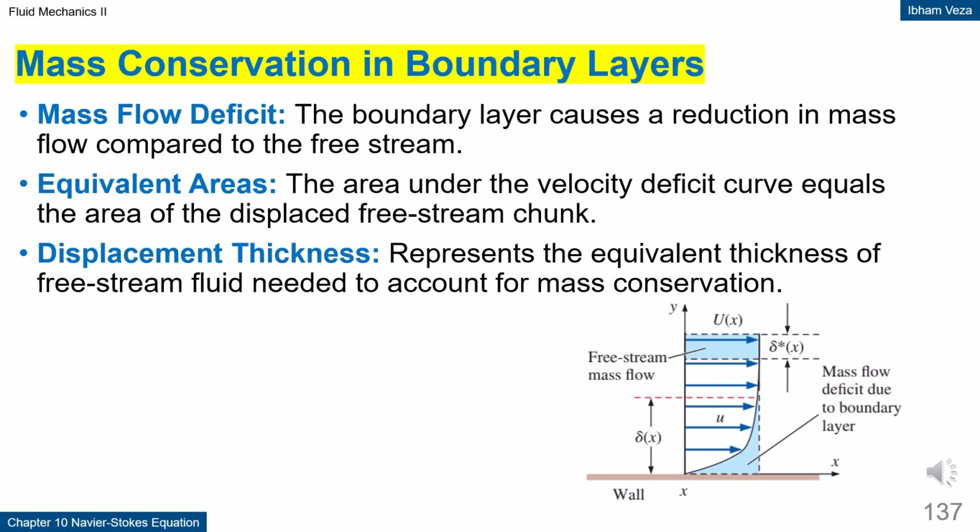Mass conservation in boundary layers. The boundary layer causes a deficit in mass flow rate compared to the free stream. This deficit can be represented as an area under the velocity deficit curve. That area is equivalent to a chunk of free stream flow that is effectively displaced by the boundary layer. This concept leads directly to the definition of displacement thickness. In this way, mass conservation is satisfied, even though the velocity profile is non-uniform.